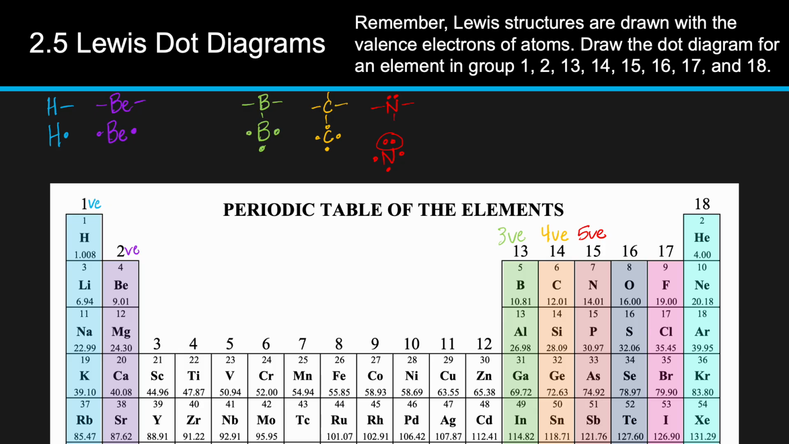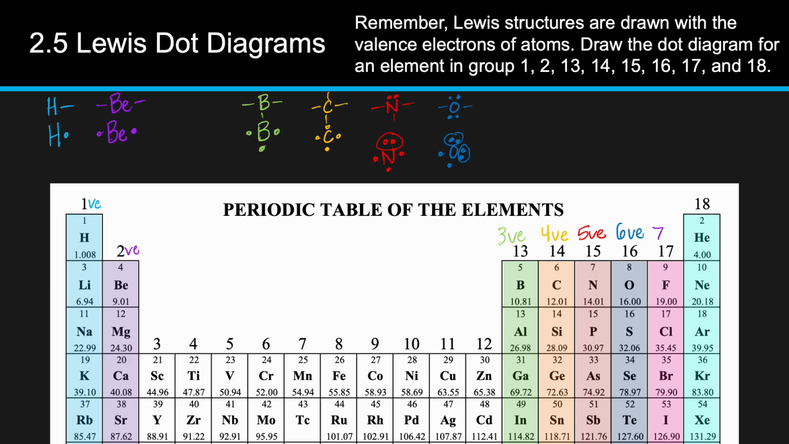Then we have our group 16 elements. Those will have 6 valence electrons. And if we're doing oxygen as an example, we have 1, 2, 3, 4, 5, 6. So oxygen usually has 2 lone pairs and wants to form 2 bonds. And again, that doesn't have to be 2 single bonds, that can be a double bond instead. Then we have our group 17 halogens.